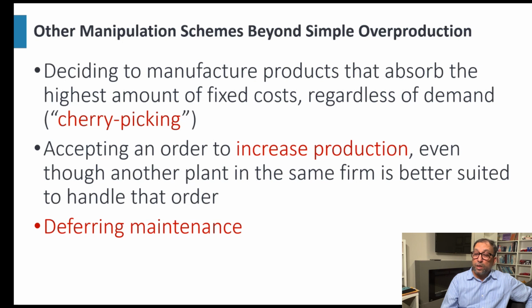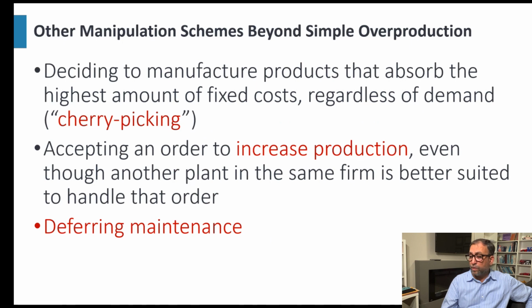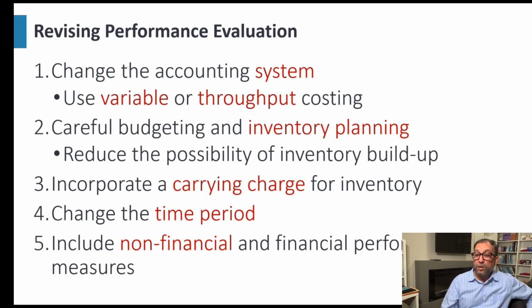Deciding to manufacture products that absorb the highest amount of fixed cost regardless of the demand is what we call cherry picking. They pick the low-hanging fruits, and in this way they can make more profit. Another is accepting an order to increase production, even though other plants in the same firm are better suited to handle that order, or deferring maintenance. They avoid maintenance because maintenance is a variable cost.